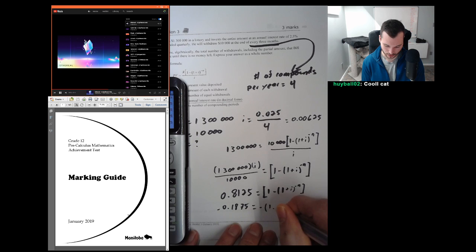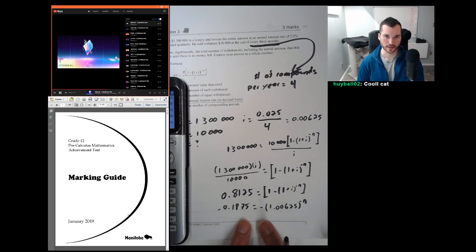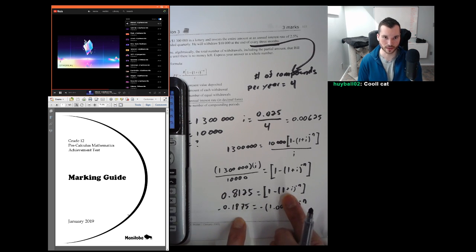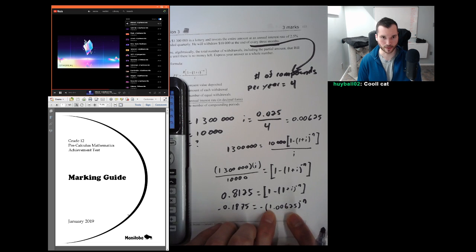And then it's 1.00625 to the power of negative n. So again, in this step right here, all I've done is that I've taken the 1 from both sides. I've minus 1 from both sides to get down here. And then I've just filled in what 1 plus i is for my inside. And then I have the negative out there.